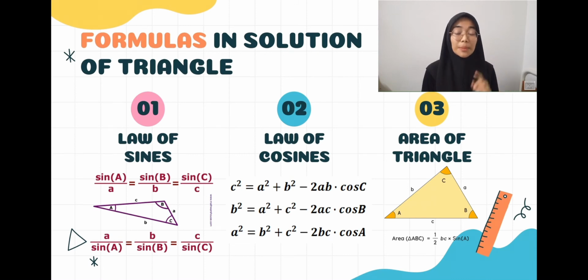But please remember, the cosine rule can only be used when we are given either the lengths of all three sides, or two sides and the included angle. Last but not least, the formula for the area of a triangle, which is 1 over 2 times b times c times sine A.